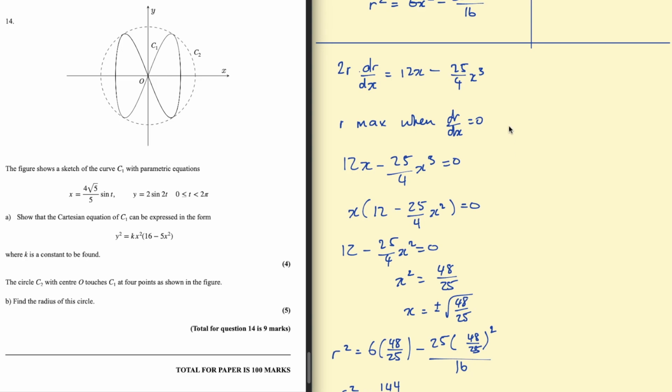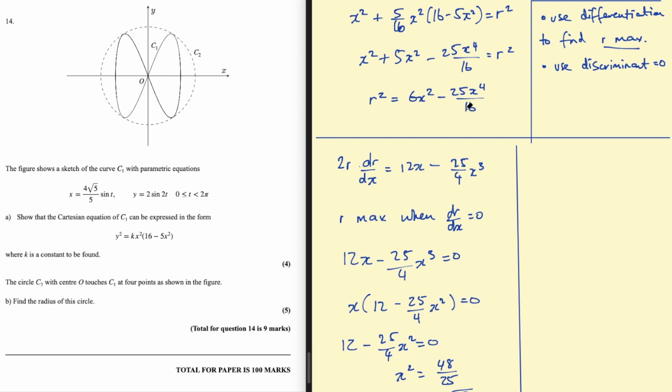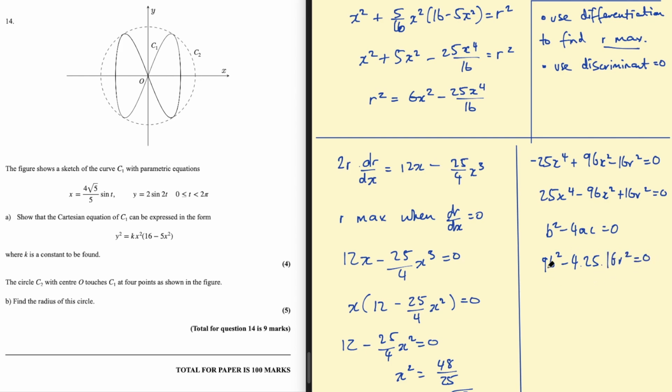Then I'll go through using the discriminant. So taking this equation, I'll multiply 3 by 16. So this would be negative 25x to the power 4 plus 96x squared take 16r squared equal to 0. And then just divide by -1. Okay. And then using the fact that discriminant equals 0, we can solve for r. So b squared take 4ac equals 0. Plugging in b, which is 96, this would be 96 squared, take 4 times 25 times 16r squared equals 0. You can solve this for r.